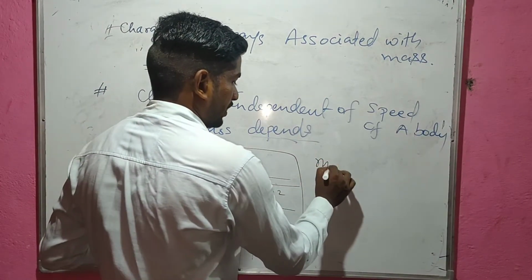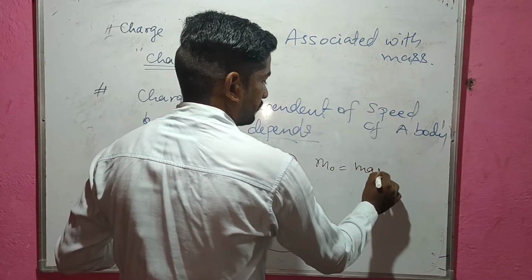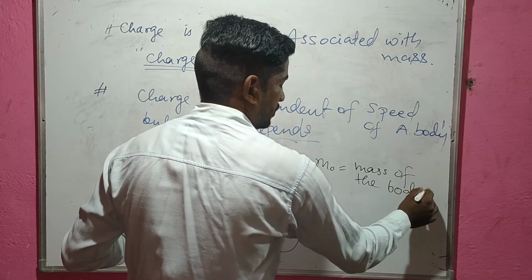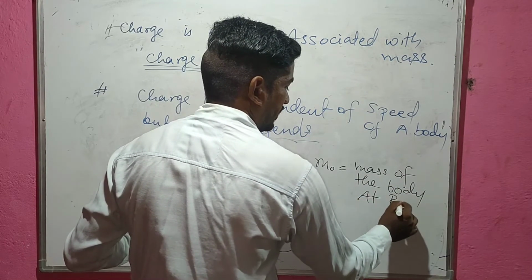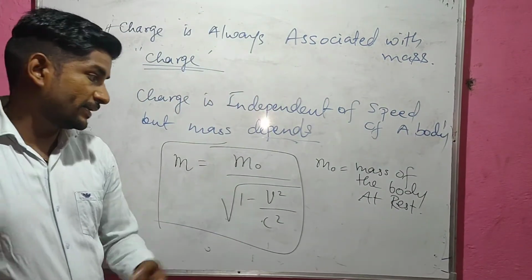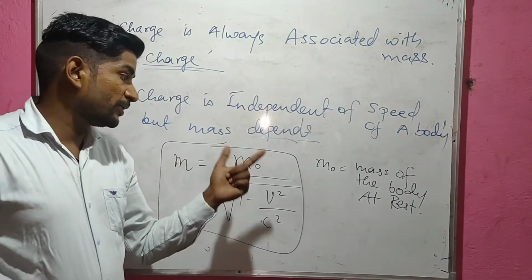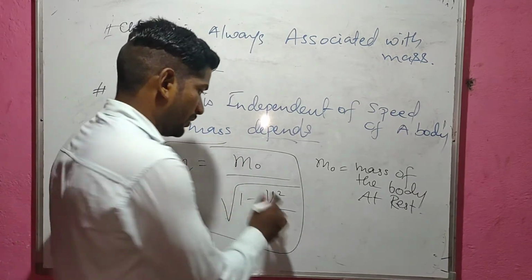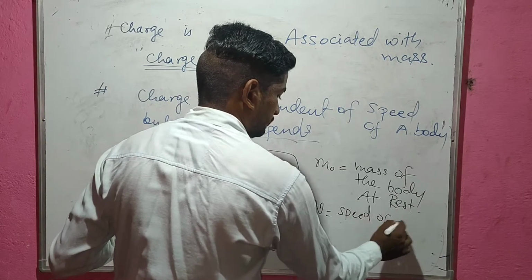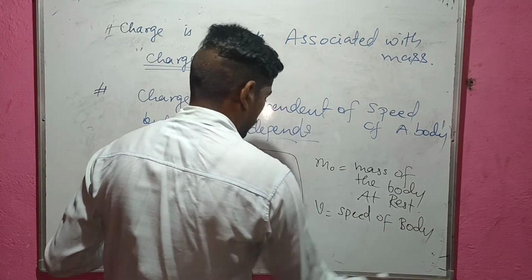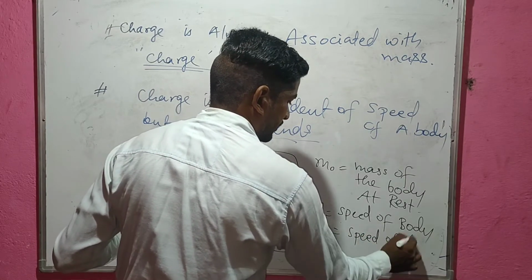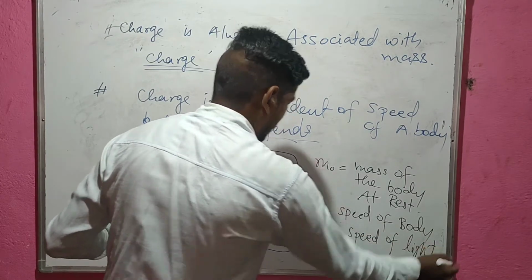m naught is the mass of the body at rest, and it is also called rest mass. The rest mass of an electron is 9.1 into 10 to the power minus 31 kg. v is the speed of the body, and c is the speed of light.